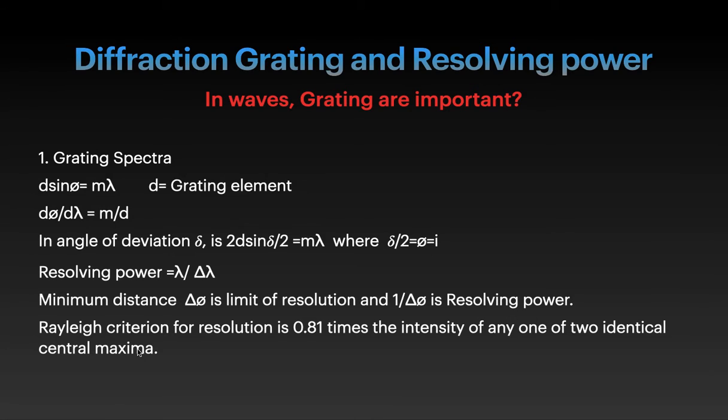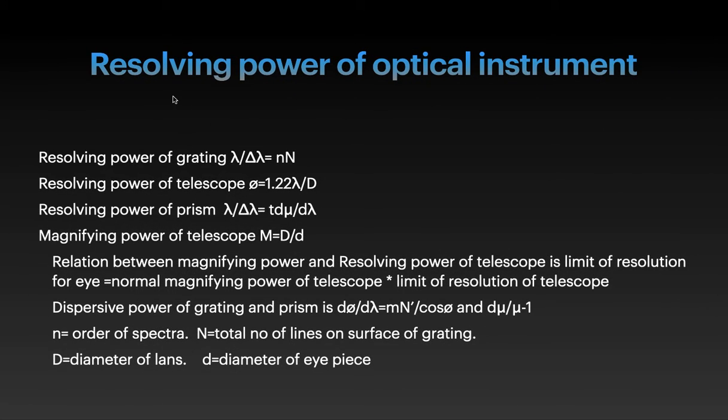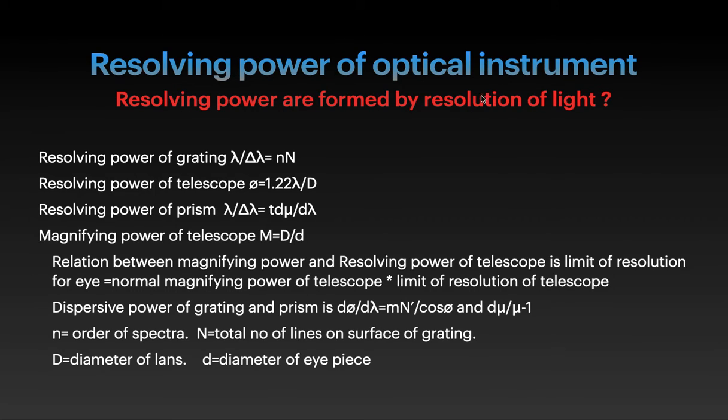Rayleigh criterion of resolution is 0.81 times the intensity of any one of two identical central maxima. In resolving power of an optical instrument, resolving power is formed by the resolution of light. In resolving power of grating, lambda upon delta lambda is nN.